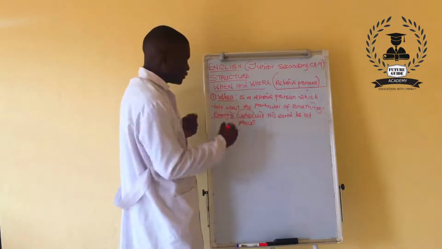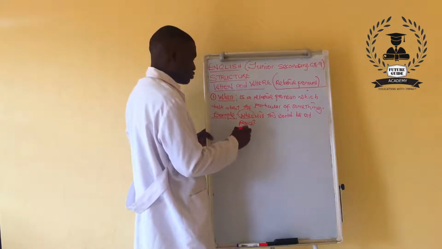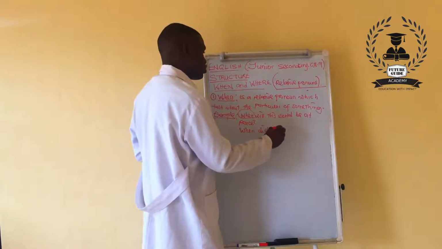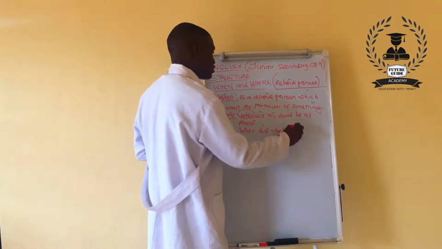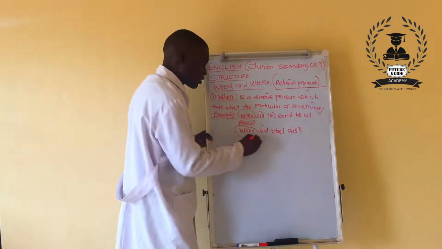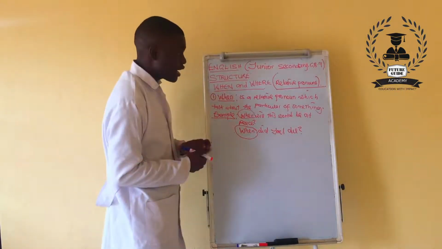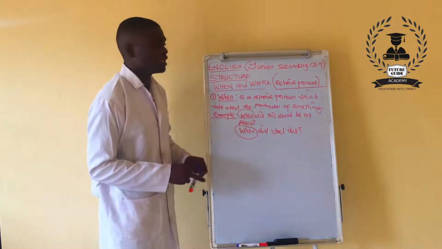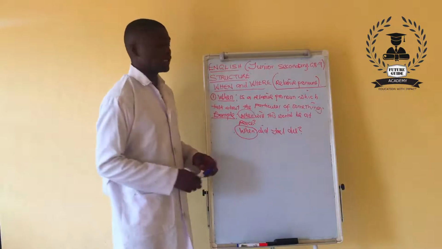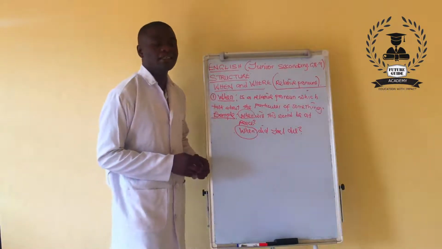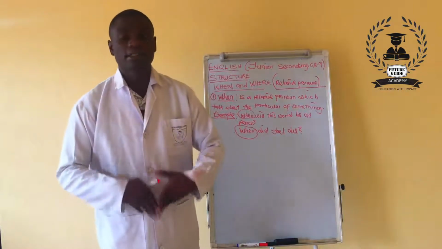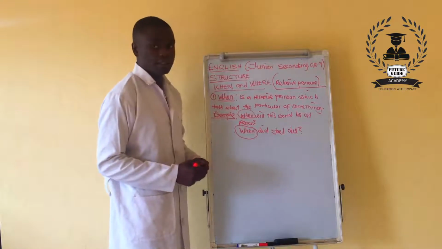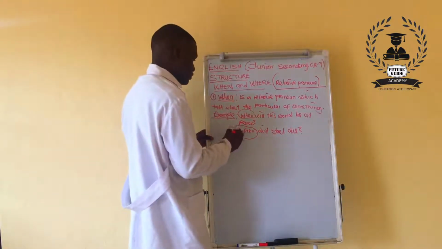Take for instance, you can say number 2: when did Joel die? So you are talking about a particular time when this activity happened. So whenever we are talking about time, that's when we use the relative pronoun, which is what? When. Something that tells us the time of an event. We use that one.